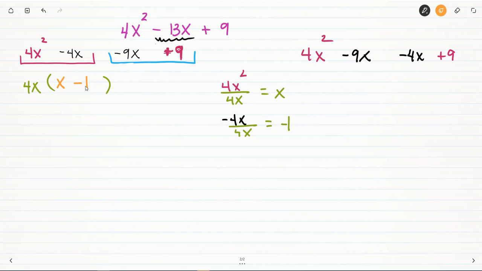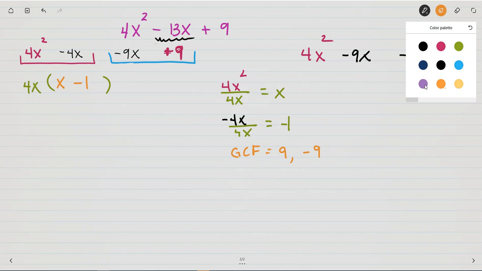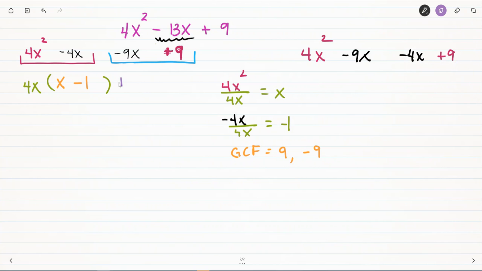Next, I move on to the second grouping, negative 9x plus 9. You might see the GCF as 9, or you might see the common factor as negative 9. And you have to pick one or the other. We'll try it and see which one is right. Let me show you what happens if I choose incorrectly, which you wouldn't know you were choosing incorrectly. But let me show you what happens if we choose incorrectly and select a positive 9.